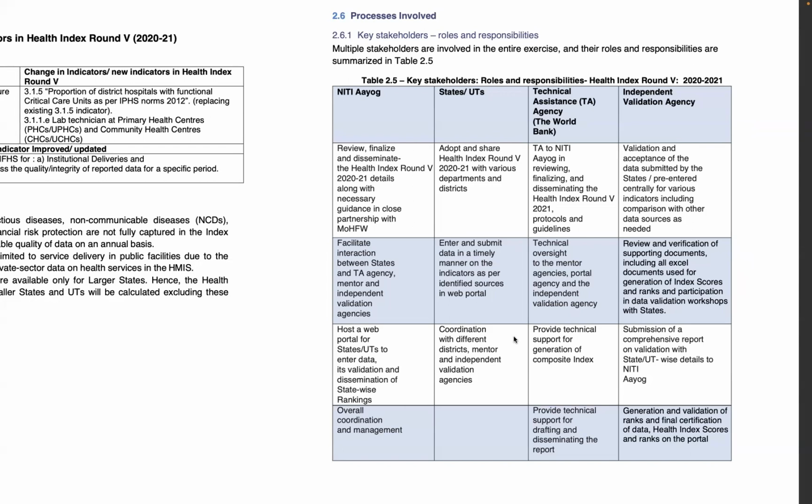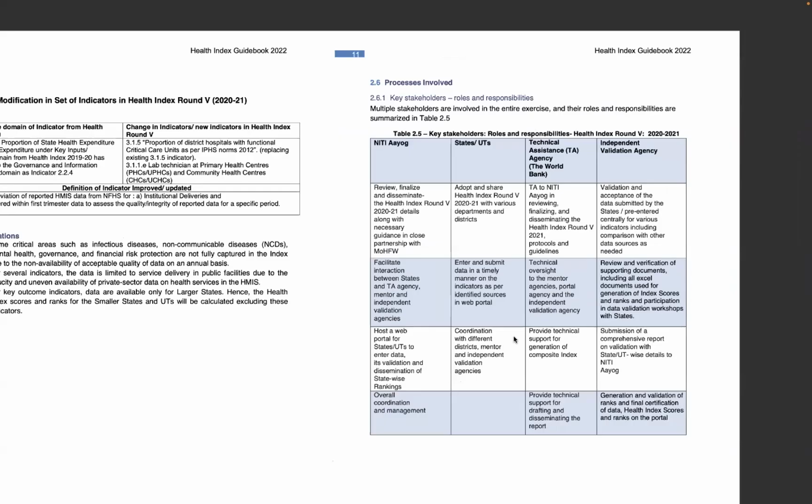They host a web portal for states for dissemination of the information, validation of the information, and ranking of this information. NITI Aayog is only the host partner; these all are supporting it. Overall coordination and management: whatever data is coming in, and whatever validation they are doing, NITI Aayog is displaying it. So overall, they are coordinating and managing this. So that is the health index round. Okay. Move to the next.